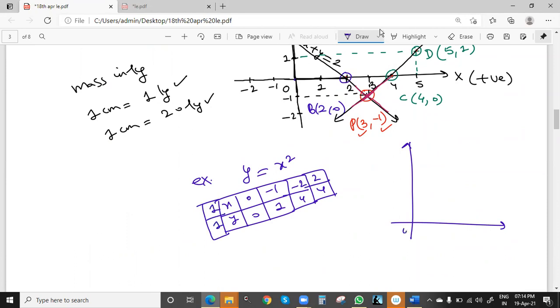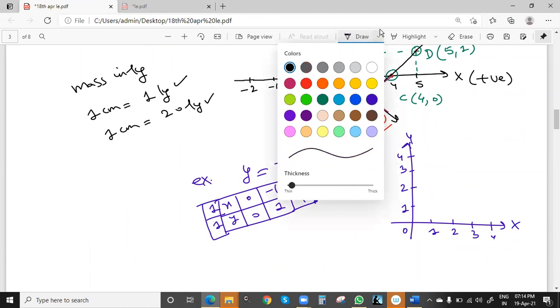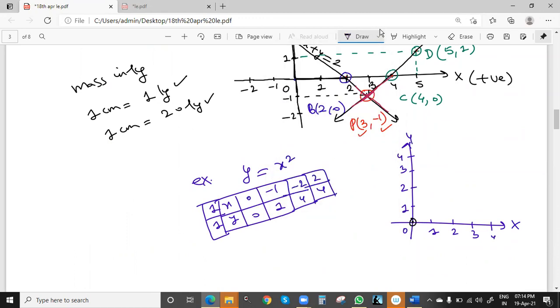If you plot these values, we will not get a straight line. So 0, 0 will be here. Now 1, 1, so this will be here. Minus 1, 1, so this is minus 1 here. 2, 4, this is point 2, 4 here. And minus 2, 4 will be opposite to this point 2, 4. So now we will not get a straight line.